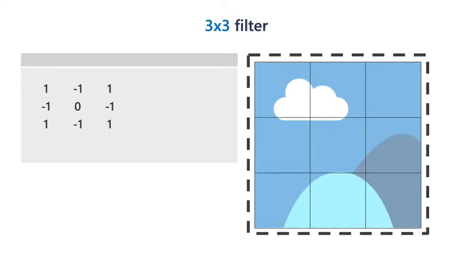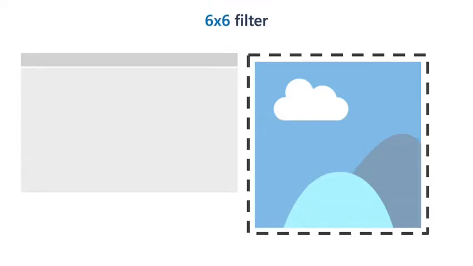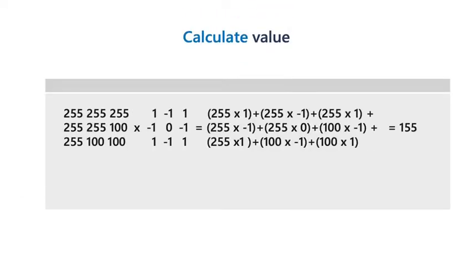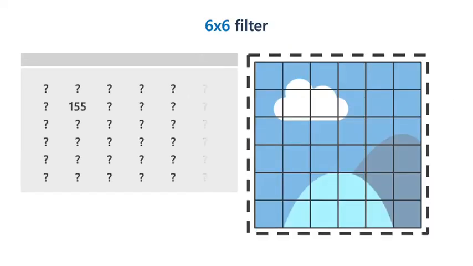To apply the filter, you overlay it on an image and calculate a weighted sum of the corresponding image pixel values under the filter kernel. The result is then assigned to the center cell of the equivalent 3x3 patch in a new matrix of values that is the same size as the image. For example, suppose a 6x6 image has pixel values of either 100 or 255 for each grid cell. Applying the filter to the top left 3x3 patch of the image would yield a result of 155. The result is assigned to the corresponding pixel value in the new matrix.